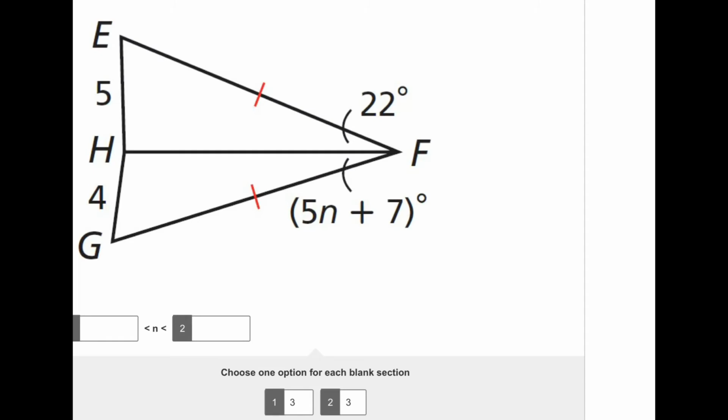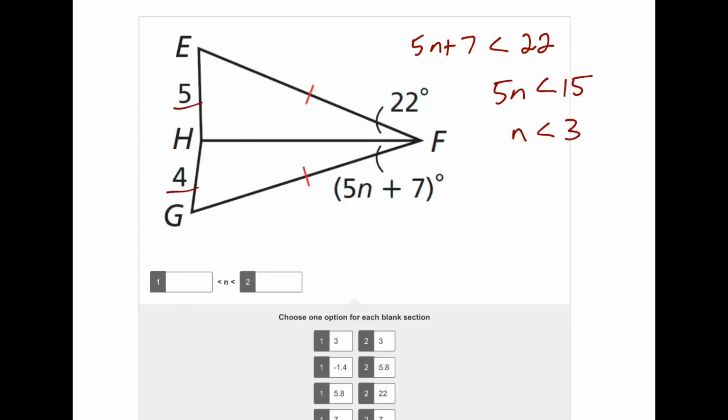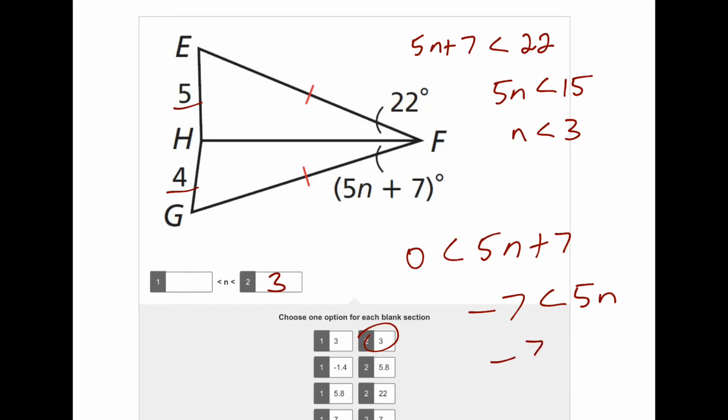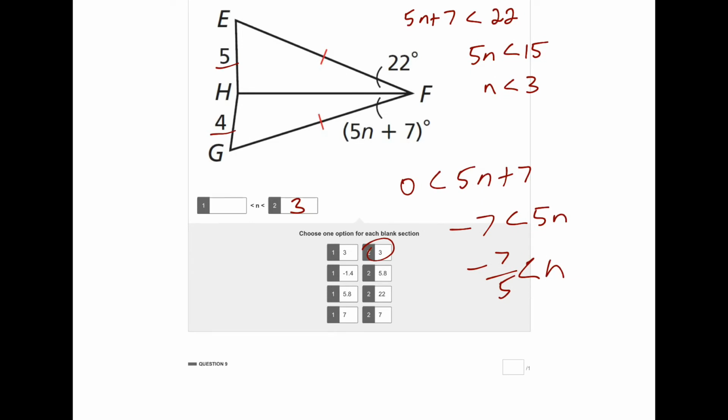In number 8, I see that 5 is bigger than 4, which means that 5n plus 7 is less than 22. So if I subtract 7 from both sides, I get that 5n is less than 15, or n is less than 3. And that's what goes in this blank over here on the right. The other thing I have to recognize is that 5n plus 7 has to be bigger than 0. So 0 has to be less than 5n plus 7. And if I subtract 7 from both sides, and then I divide by 5, I get that n is greater than negative 7/5, which turns out to be negative 1.4. And that's what I write here.